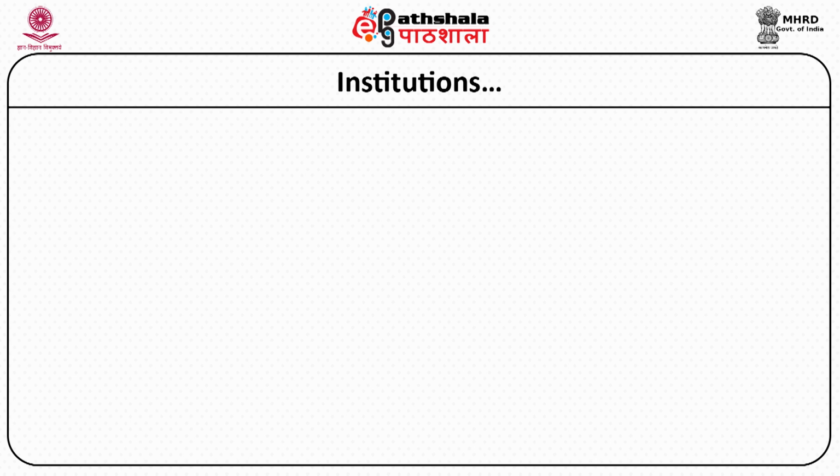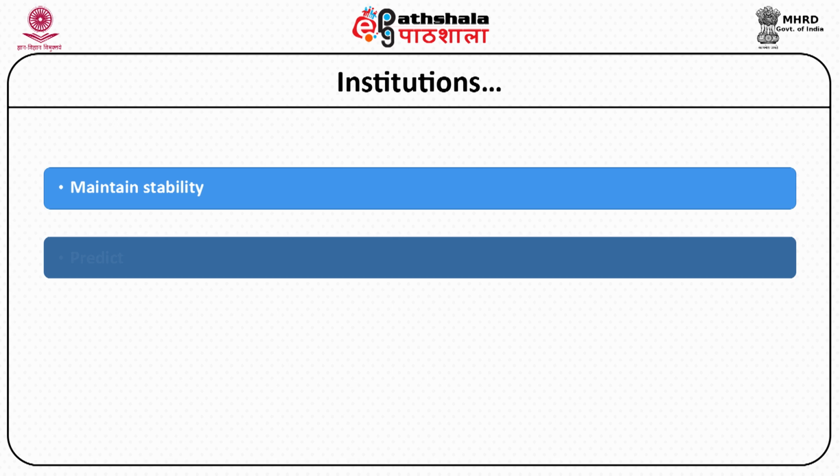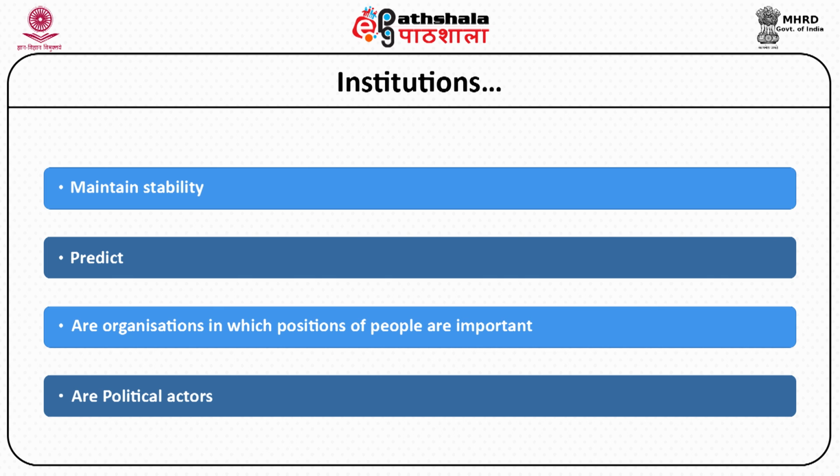Institutions are very important political entities. They maintain stability in a political system. They predict the course of events. If they cannot predict the course of events, they play a very important role in paving the future for the respective political system. It is an organization in which positions of the people are very important, because people are the political actors and the institutions also take up the role of political actors.